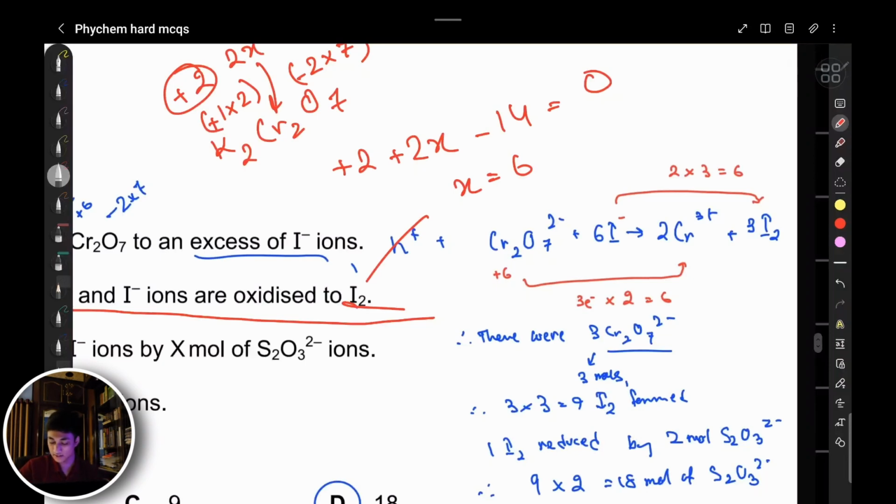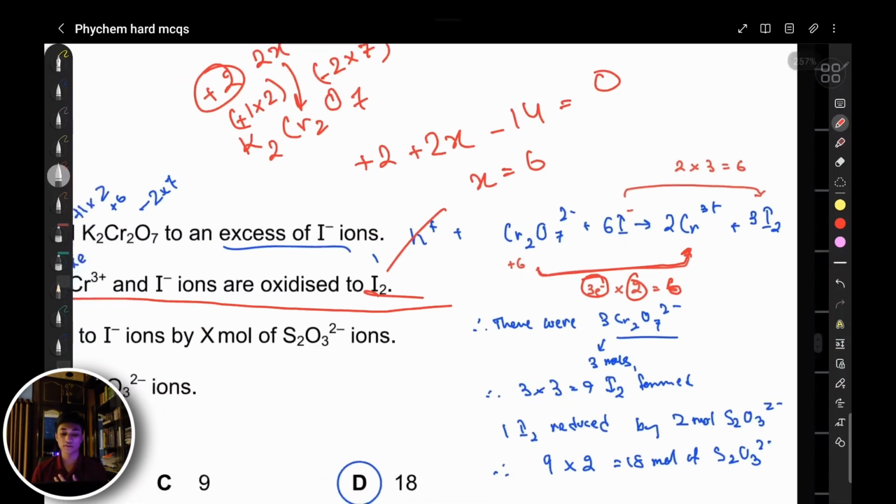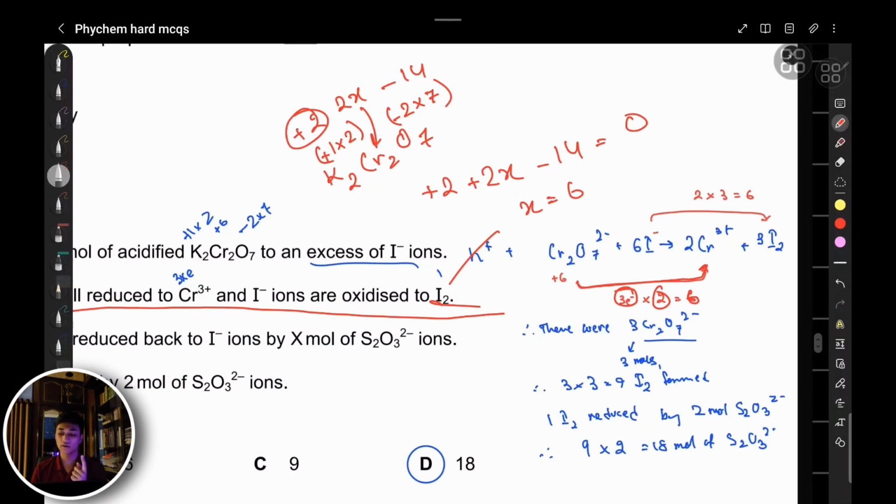So you have chromate ions and you have iodide ions. They have already mentioned chromium turns into Cr3+, where it's gaining 3 electrons. Okay, it's gaining how many? 3 electrons. How many chromium ions are there? 2. Multiplied by 2, you're left with 6. So it's gaining how many electrons? In total, 6 electrons.